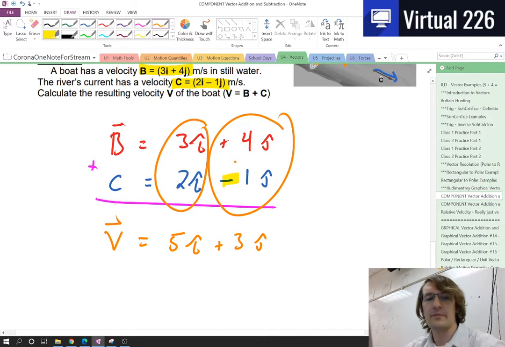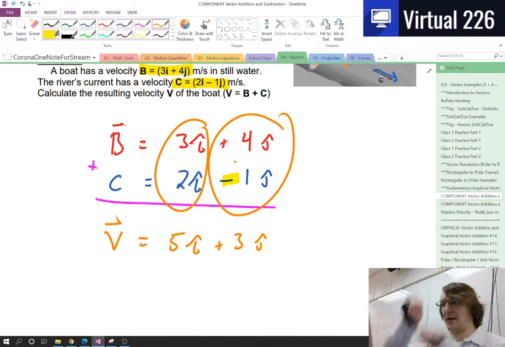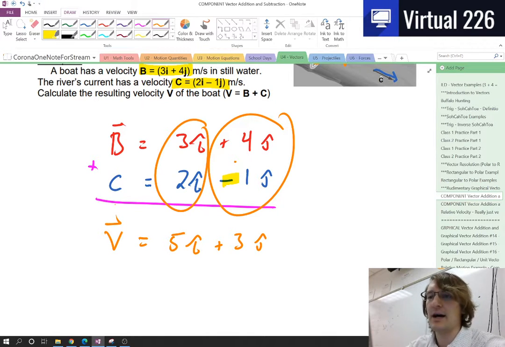So if you want to add up many, many vectors together, get them into either x comma y or unit vector notation, and then just add up all your x's, add up all your y's, or your i hats and j hats. And that's it. That's how you add vectors together analytically. It's actually really straightforward. Just add up all your x's, add up all your y's, call it a day.